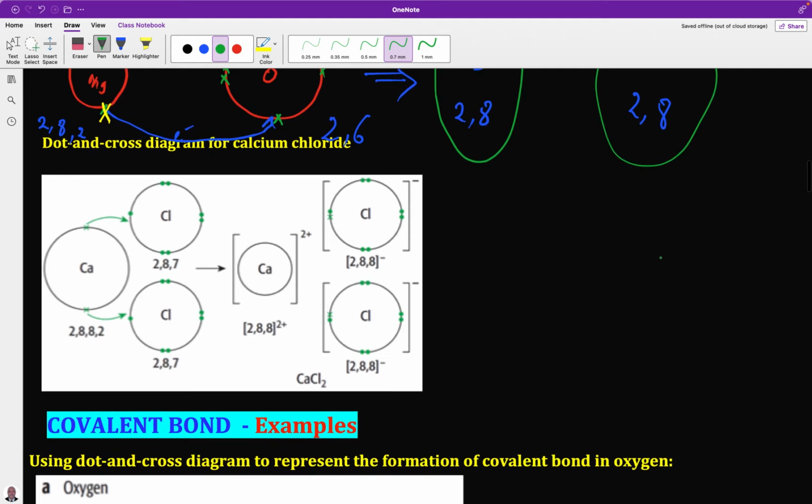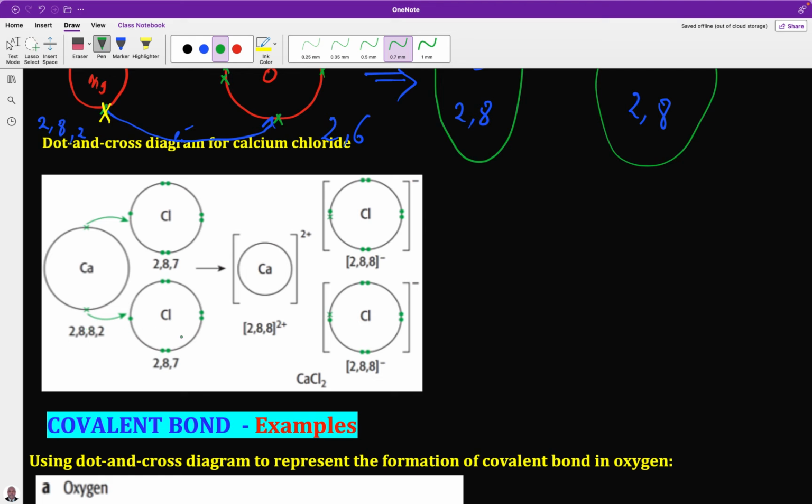Another example is that of calcium chloride. Calcium chloride does the same thing. Calcium has an atomic number of 20. It has 2, 8, 8, 2, that's 10, 18, 20. From these 20, there are 2 electrons in the outer shell. The 2 electrons in the outer shell make calcium unstable. So it needs to give out these 2 electrons to be stable.